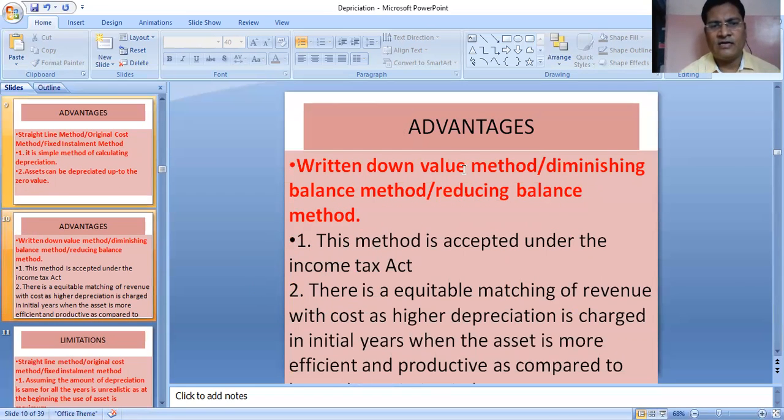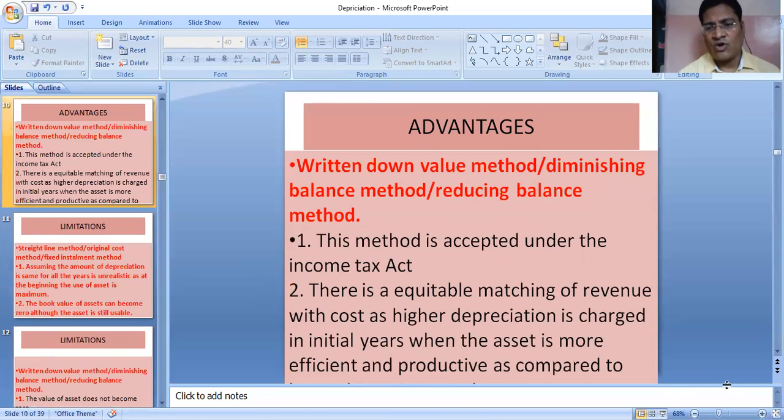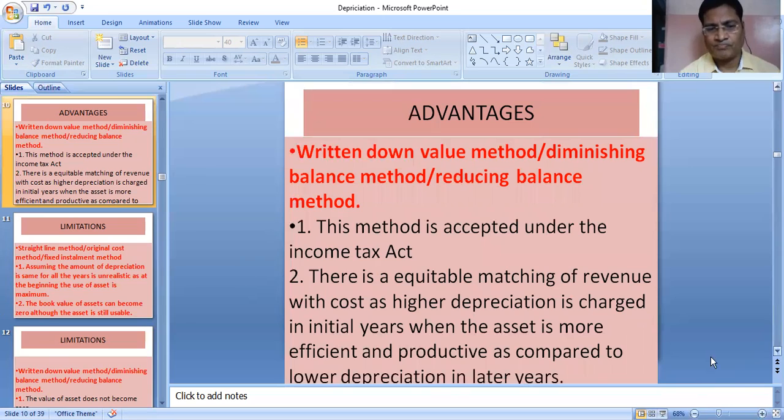Then there is an advantage of written down value method. This method is accepted under the Income Tax Act. That's the most important advantage. There is an equitable matching of revenue with cost, as higher depreciation is charged in the initial years when the asset is more efficient and productive as compared to the latter years.